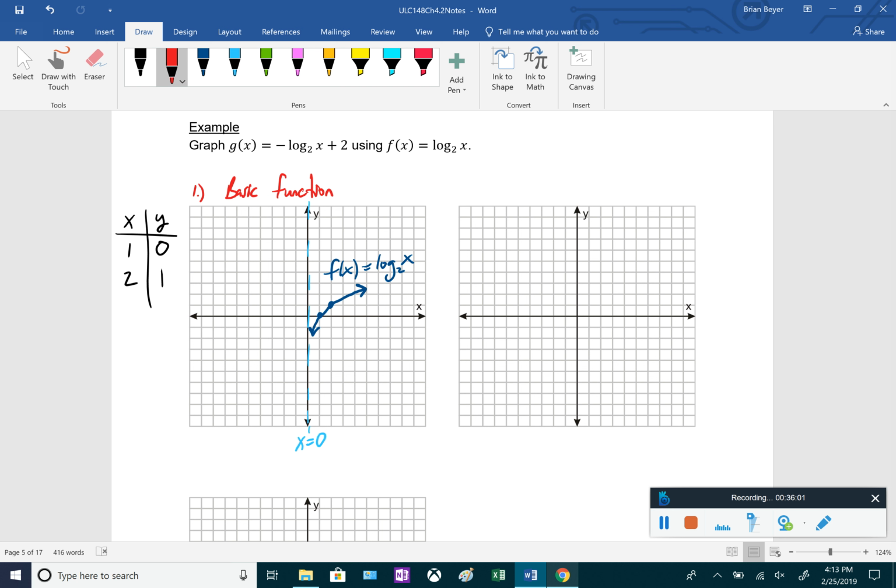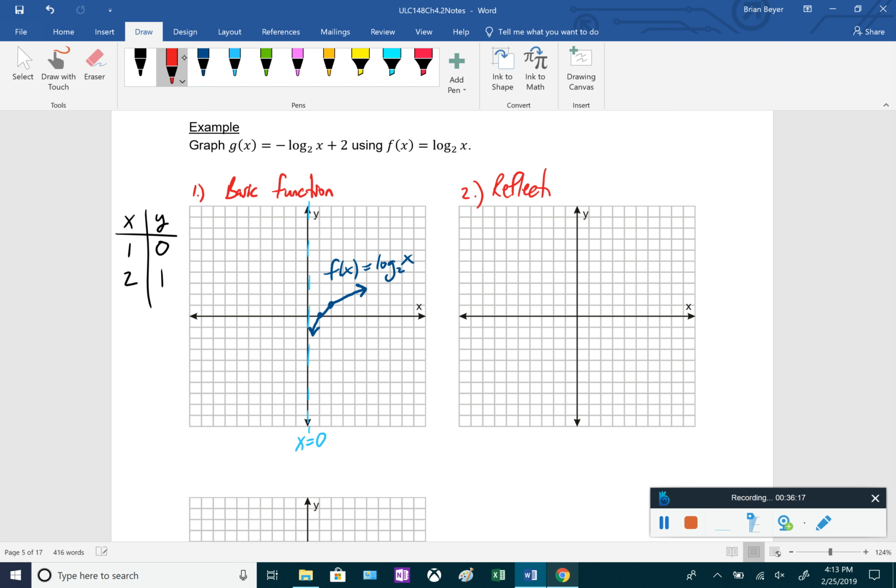Okay, so next we check for a horizontal shift. There is no horizontal shift here. That x plus 2, the plus 2 is after the fact. It's not with the x, so that's actually a vertical shift. So next we would check for a stretch or a shrink. There is no stretching or shrinking.